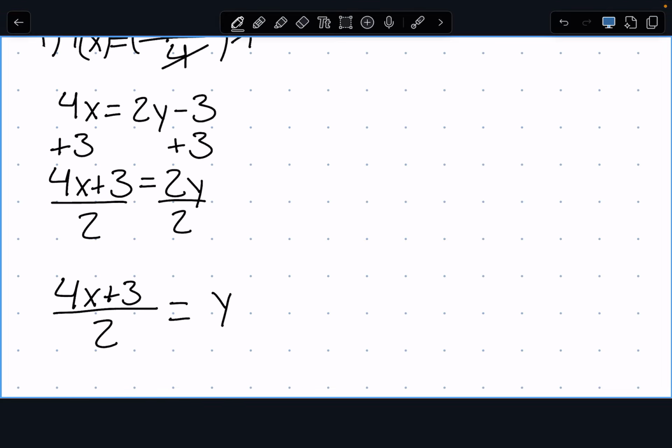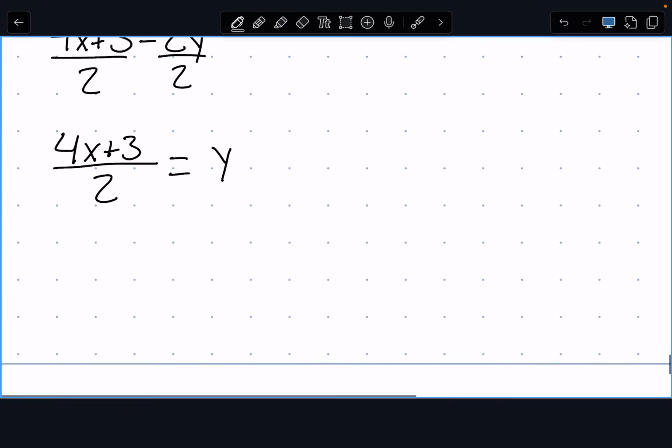Can I simplify this at all? If you don't know, why would you answer? But usually we keep that to ourselves. Okay. I could also rewrite this as 4 over 2x plus 3 over 2 equals y.